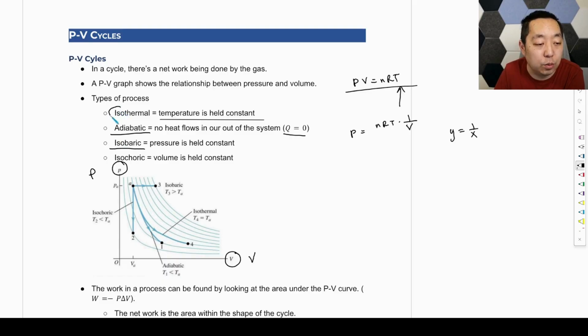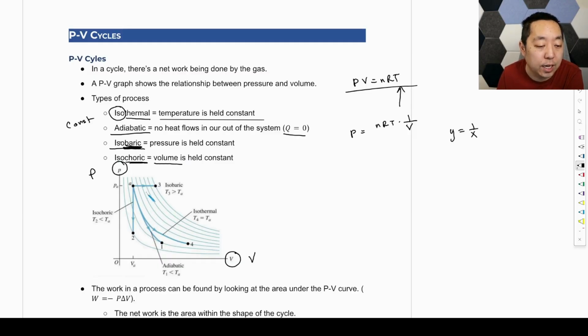Isobaric. Iso has this word constant. So baric, like barometer, isothermal. Isobaric is about pressure, so it's a constant pressure. Isochoric is constant volume. They'll usually tell you that the volume is being held constant or the pressure is being held constant, but just in case you need to know the terminology, isochoric is where the volume is held constant.